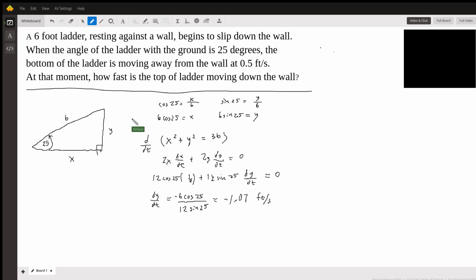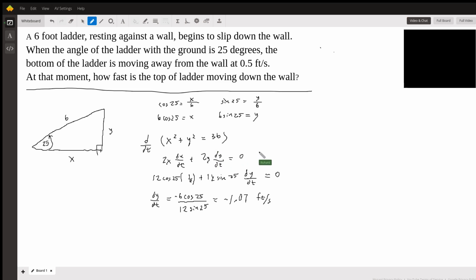At the point in time that we're interested in, the angle of elevation for the ladder is 25 degrees. So you can see up here I started with just finding expressions for x and y using SOHCAHTOA from our right triangle here. And now we just use Pythagorean theorem to set up an equation, and we're going to take the derivative with respect to time. And that's going to be 2x dx/dt, plus 2y dy/dt, and the derivative of a constant is always 0.